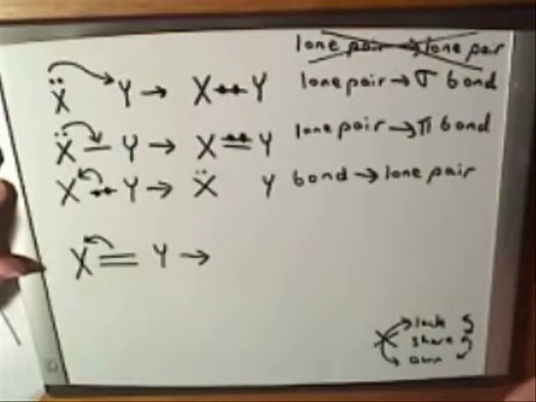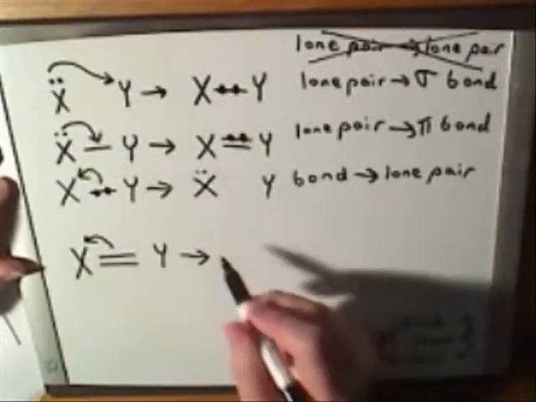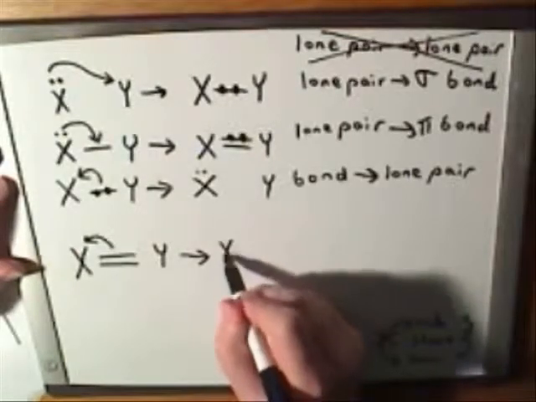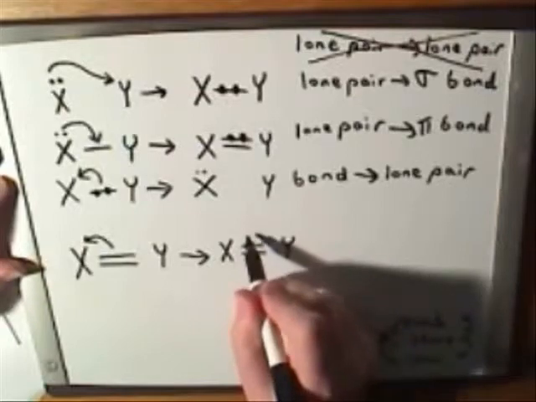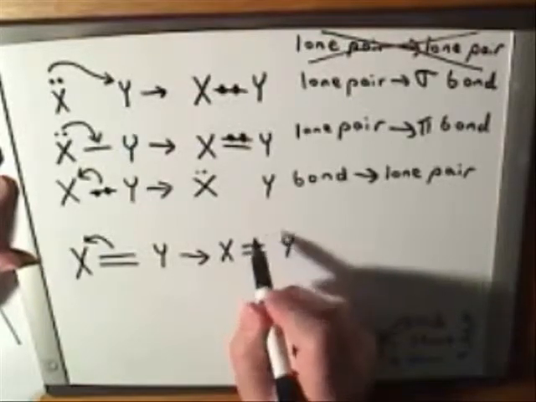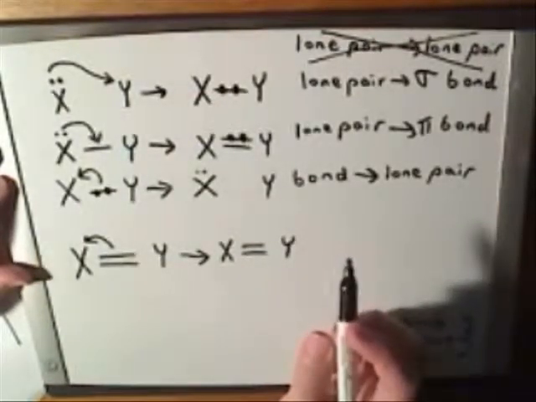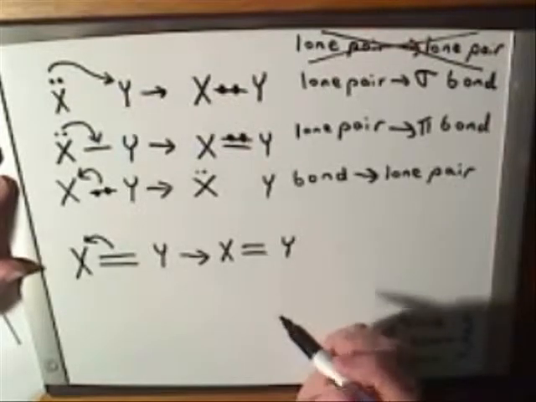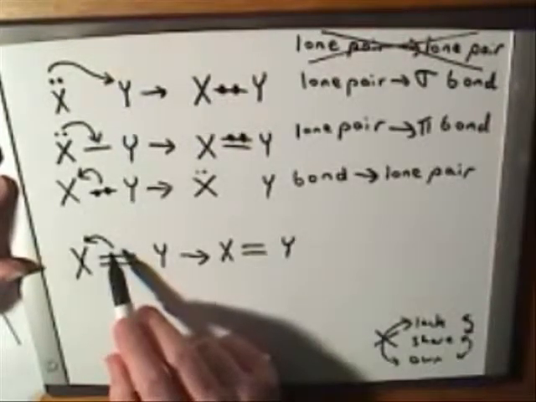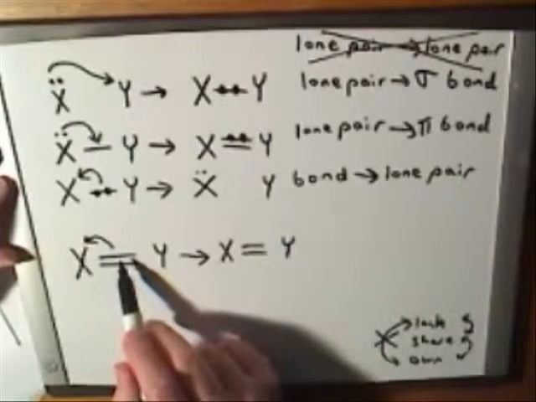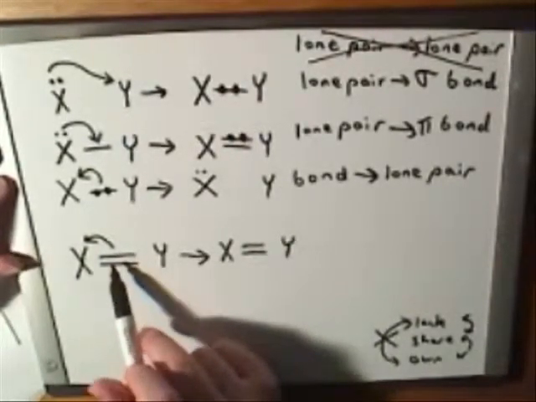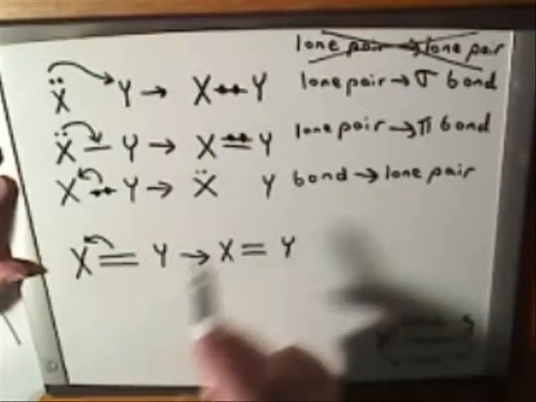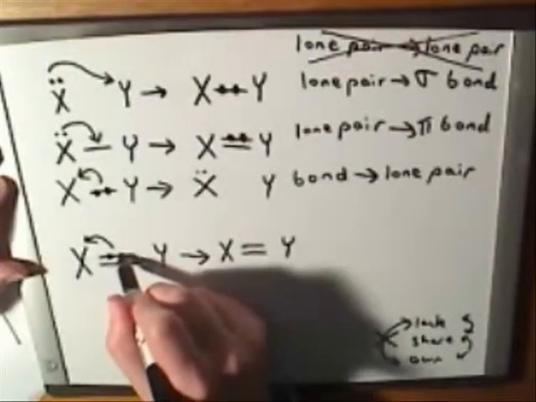Pause the video and try this example. Let's start by redrawing our starting materials. Now, the tail of the arrow is again coming from a bond. So it again indicates that we're taking a pair of electrons out of a bond. So I'll go ahead and draw that pair of electrons in.